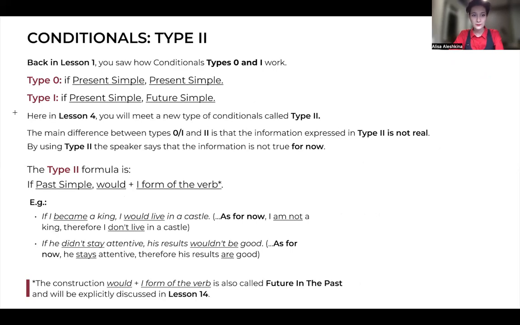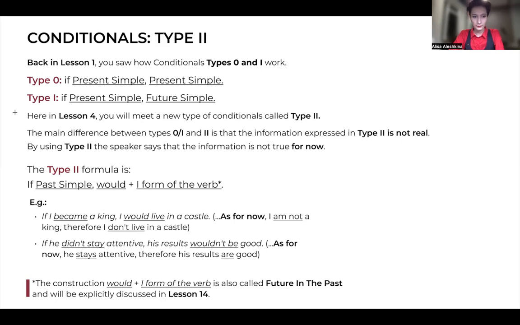And the main difference between the types you already know and this new one is that the information expressed in type 2 is not real for now. And by using this type, the speaker says that the information isn't true for now. And its formula goes, if past simple, then would plus the first form of the verb. That is also called future in the past, and we'll discuss it explicitly a little bit later.